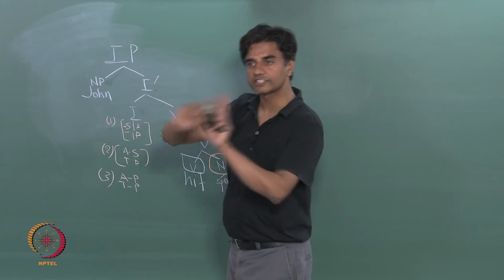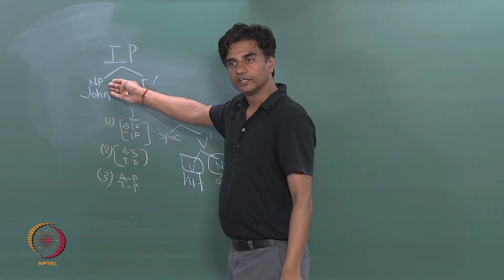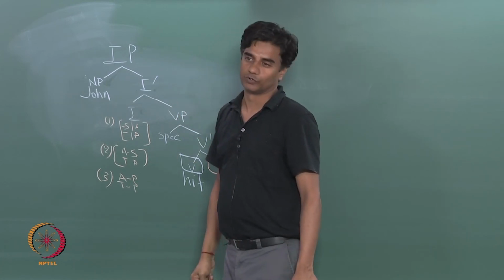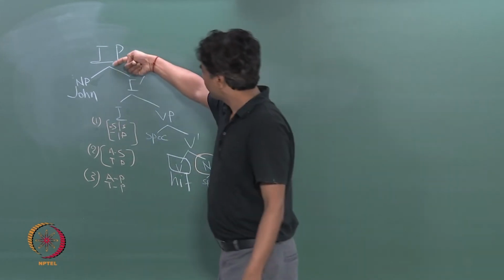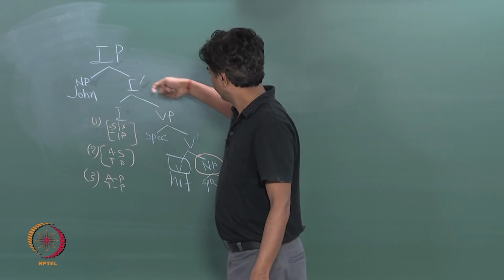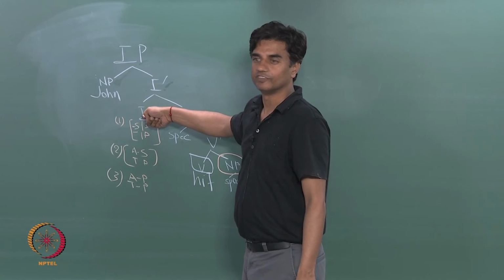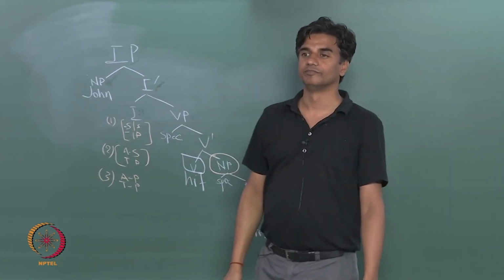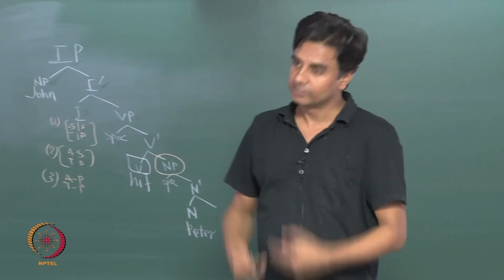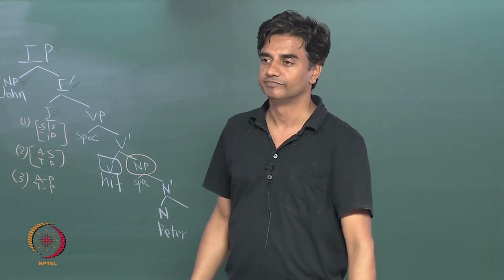We want to restrict that kind of situation where spec of IP will be dominating VP. We don't want to say that. IP dominates VP, I bar dominates VP, not even I. I precedes VP, NP precedes VP, but do not dominate VP. Just to restrict these kinds of situations, we are defining it this way.